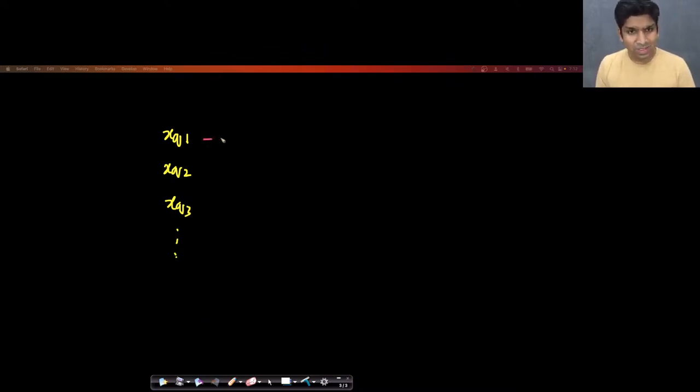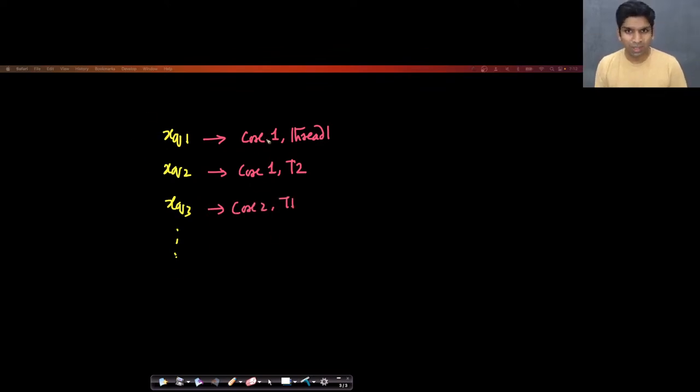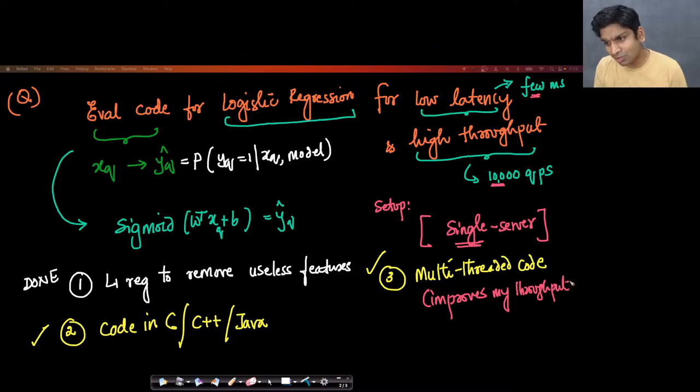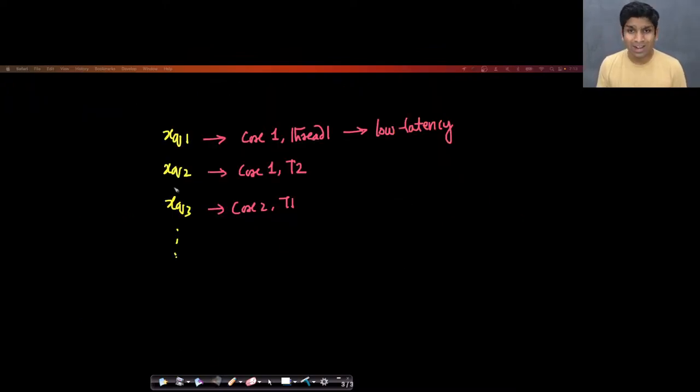So what I can do is send this to core 1, thread 1, right? I can send this to core 1, thread 2. I can send this to core 2, thread 1. So what's happening now is my throughput is increasing. But within core 1, thread 1, I still need a low latency system. Don't forget that. Does that make sense? So using multi-core improves my throughput. This is a very ingenious idea on a single server to improve it. But of course, on each core and thread, I still need a low latency system. Does that make sense? Somebody asked this question, right? Aren't they the same? Does that make sense?